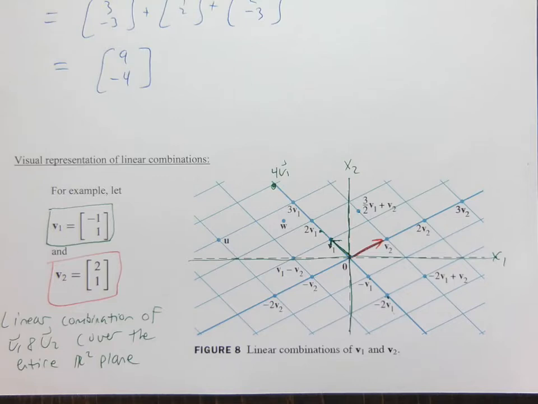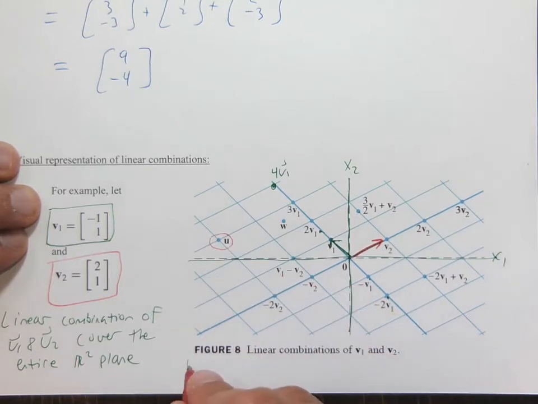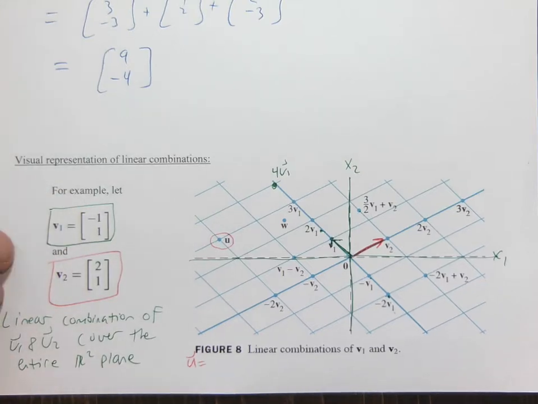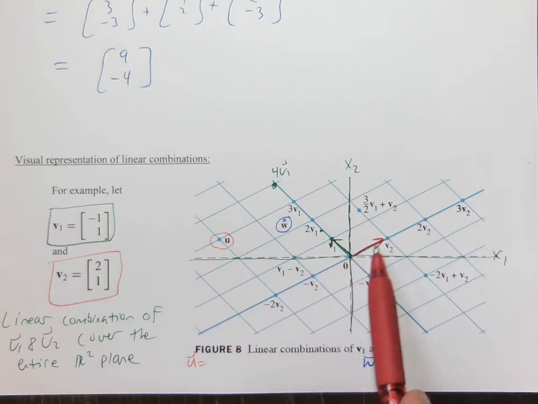To kind of drive that home a little bit, notice there's some letters in here, right? So there's u. Let's figure out how to get to u. So we're going to write down how we get to u. U equals some linear combination. There's also w, right? So w is right here. I'll do that in blue. W is right there. We'll think about how do we get to w. Those are the only two on this particular one. So let's start with u. Right, so here's u. How do I get to that point by using combinations of v1, v2?